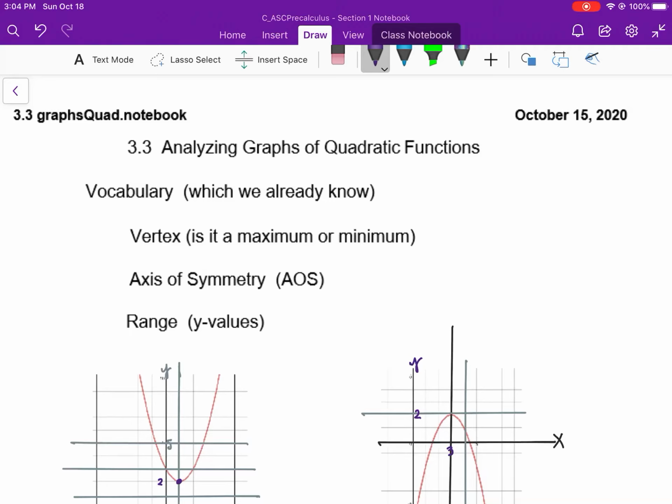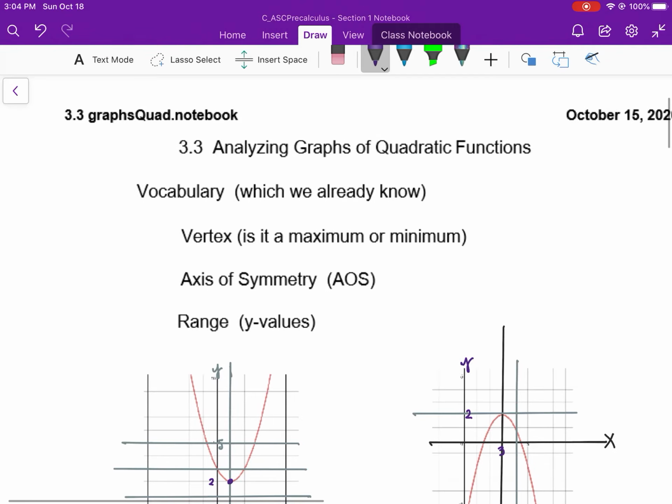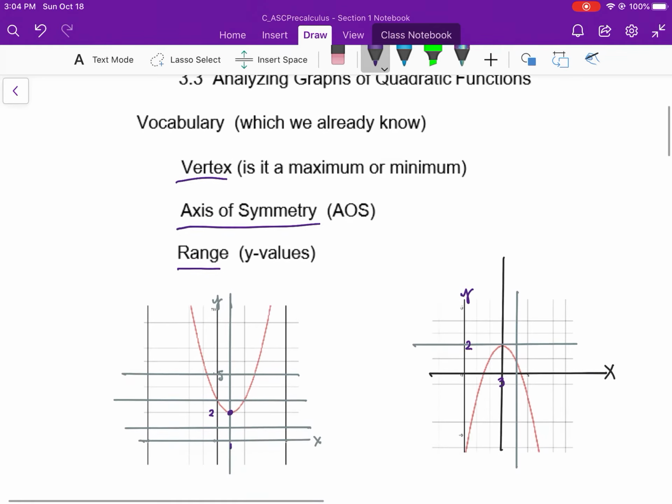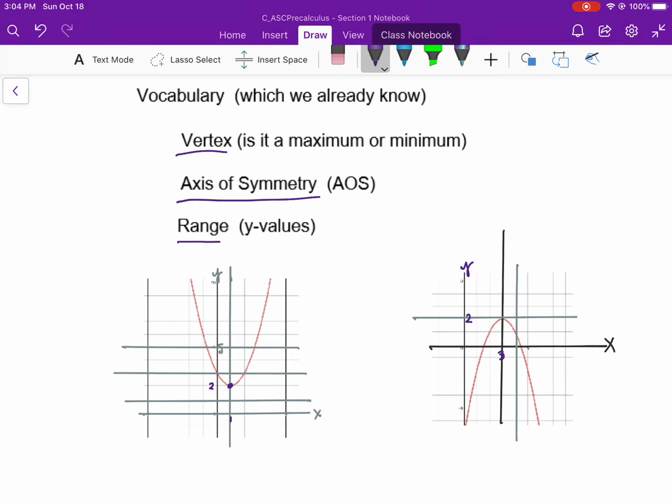Okay, this is 3.3 about analyzing graphs of quadratic functions. It doesn't match exactly what our book does, but these are the things that I think are important. So these three words or phrases, vertex, the axis of symmetry, and the range, you should be able to get from these graphs, okay? So the vertex, and deciding whether it's a maximum or minimum, the axis of symmetry, which I often abbreviate AOS because axis of symmetry is too many words to write, and range are our Y values, so we'll get a chance to practice that as well.